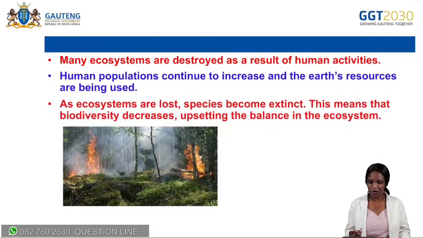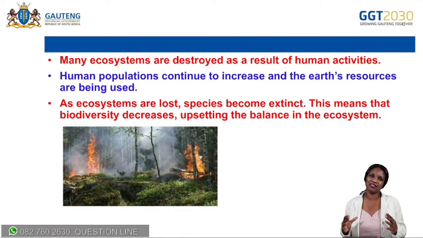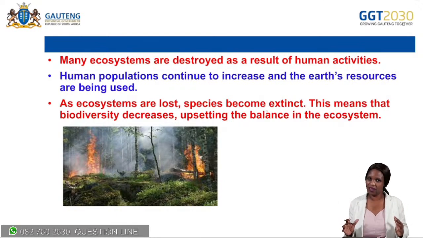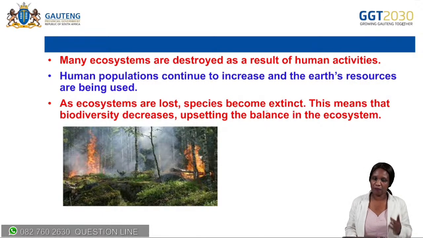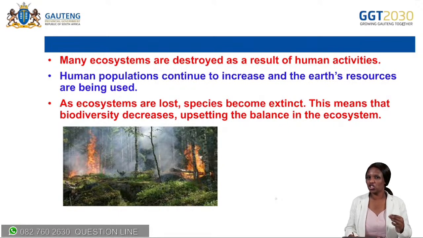As ecosystems are lost, species become extinct. You still remember what extinct means. If we're saying the species become extinct, the species will no longer be there. It will no longer be there. It will be extinct. Do you get it? This means that biodiversity decreases. Biodiversity will decrease because some species will become extinct and then upsetting the balance in the ecosystem. The ecosystem won't be balanced. Why? Because some of the species will be extinct. It will no longer be existing. Okay.